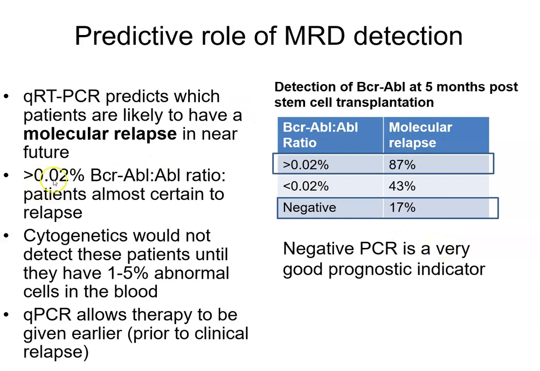Now, this can detect patients much earlier than cytogenetics would. You need 1 to 5% of abnormal cells in blood to detect this happening by cytogenetics, whereas here we're detecting it when there is literally 1 tumour cell in every 10 ml blood sample. That is the sensitivity of translocation spanning PCR.